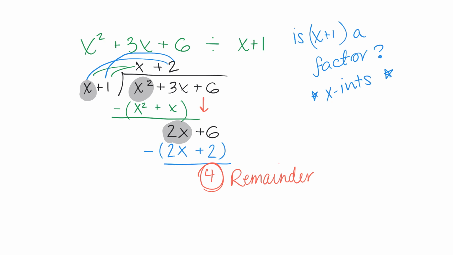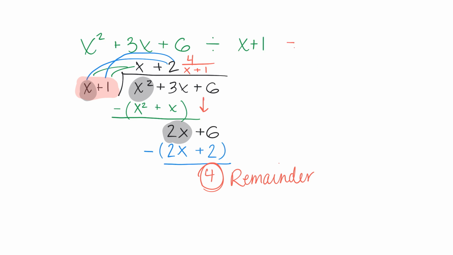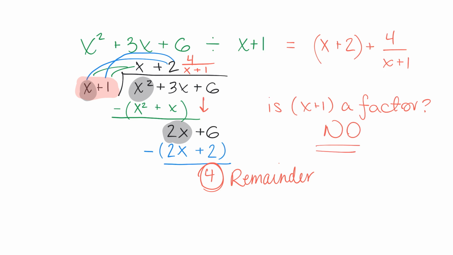Well, what did we do with remainders when we were dealing with just numbers? We took that remainder and we put it on top of the fraction. In this case, what goes on the bottom? You find the bottom of the fraction right over here. So the bottom of my fraction is 4 over x plus 1, which, by the way, is totally allowed. It's just a rational function. So the answer to this question that we were originally asking ourselves is this. If you divide by x plus 1, the answer is x plus 2 plus 4 over x plus 1. That's the answer. So therefore, is x plus 1 a factor? Is it a factor? And the answer is negative, not a factor.